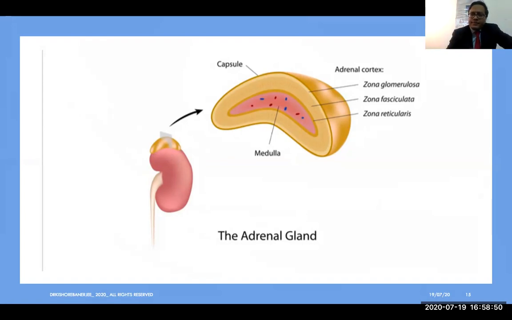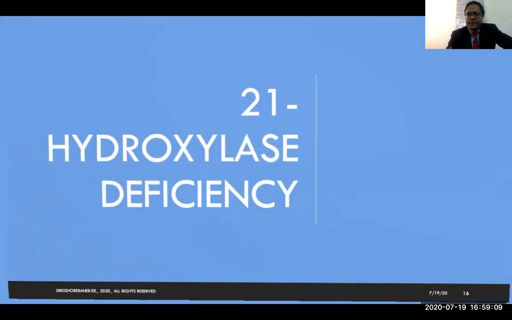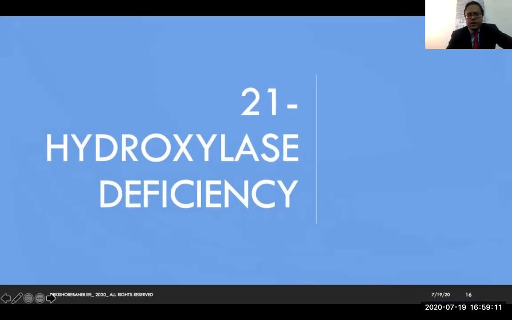Now, each one of them is distinctive. The outermost portion, the zona glomerulosa, usually produces mineralocorticoids like aldosterone. The fasciculata produces cortisol, a glucocorticoid. And the reticularis usually produces androgens, the sex steroids. CAH is essentially a problem in steroidogenesis in the adrenal cortex.